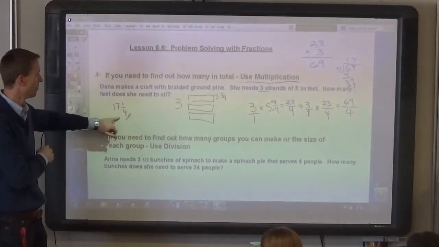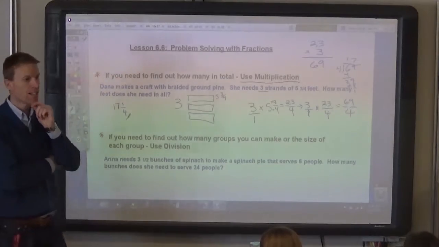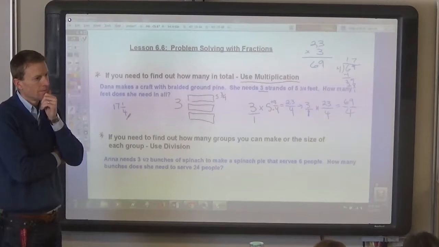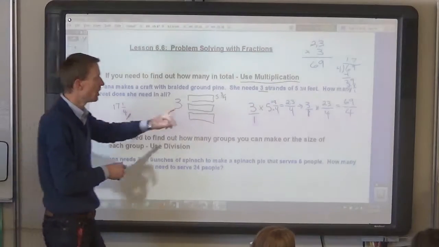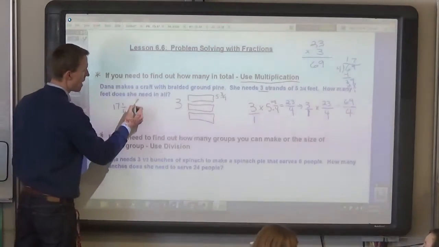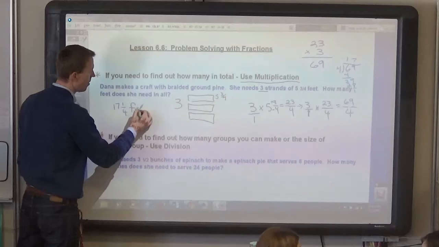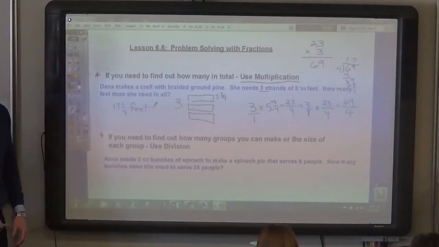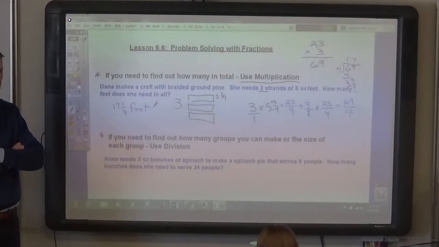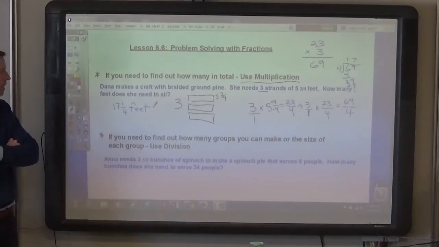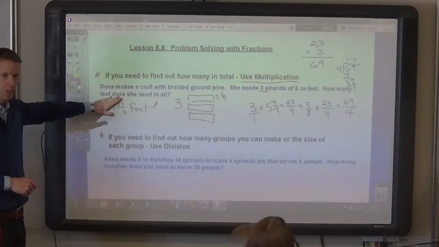Well, I wrote it over here, 17 and 1/4. And what does that mean? What answer is that? So the feet is, or not that she has, but that she needs. She needs 17 and 1/4 feet total. Now, what if she can't buy 1/4 of a foot? Then how many feet is she going to have to buy? 18. Yep.